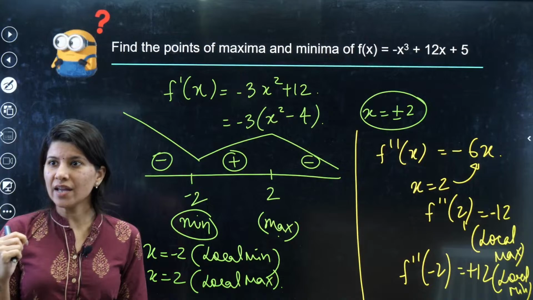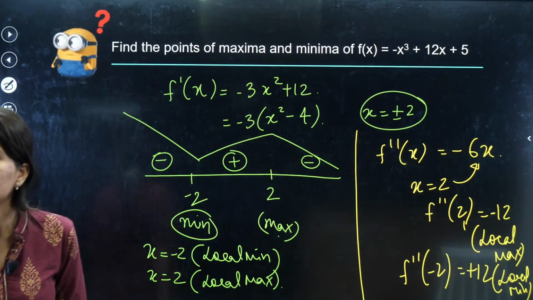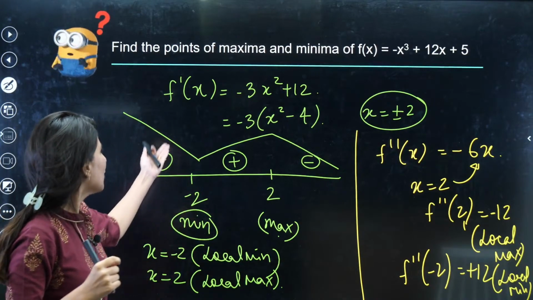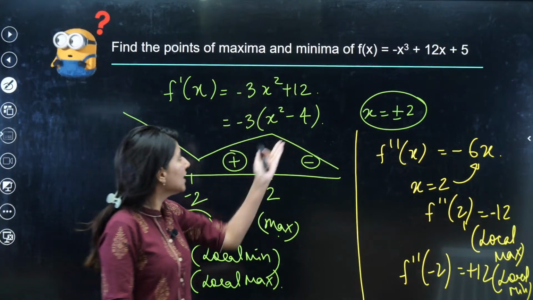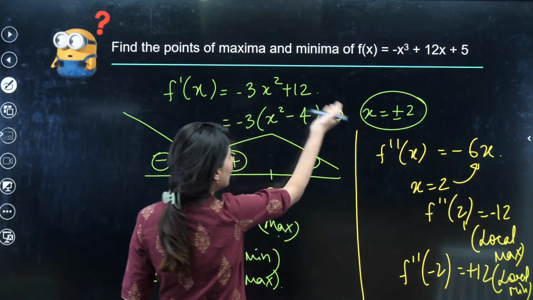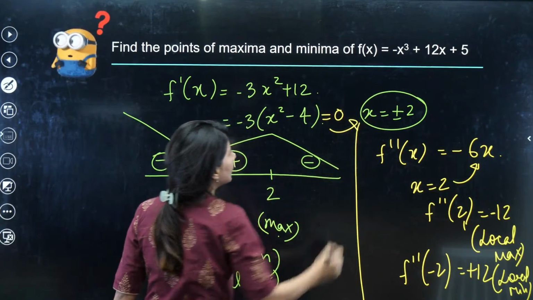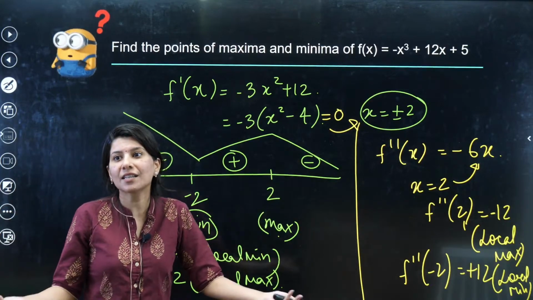If you use f dash x, the answer will be 0. Obviously, the answer will be 0. From here only I have calculated the critical points. Now, critical points are like this: f dash x equals 0 at this point. That's how we calculate critical points. So, the roots of f dash x are nothing but the critical points.